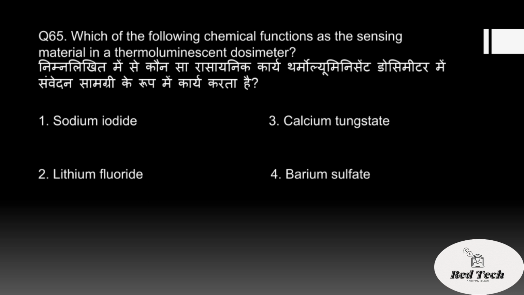Question number 65. Which of the following chemicals functions as the sensing material in a thermoluminescent dosimeter? So what is the sensing material in TLD? If you want to go into detail about the TLD, you can watch my video in the Red Tech official English section. Options are: option 1 is sodium iodide, option 2 is lithium fluoride, option 3 is calcium tungstate, option 4 is barium sulfate. So the right answer is option number 3, which is calcium tungstate. Calcium tungstate acts as a sensing material in TLD.